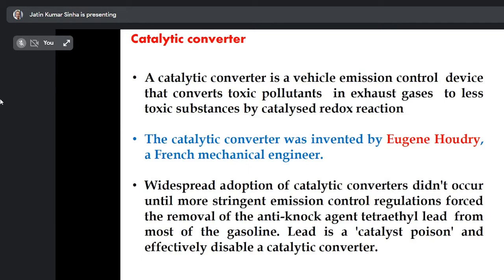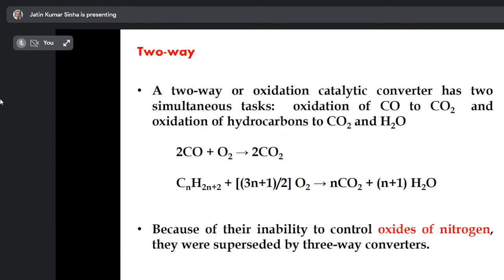How different types of catalysts. So poison catalysts, what happens? They get absorbed on the surface of the catalyst and decrease the lifespan as well as the catalytic activity of the catalyst. So in this category, the first one is the two-way catalytic converter.